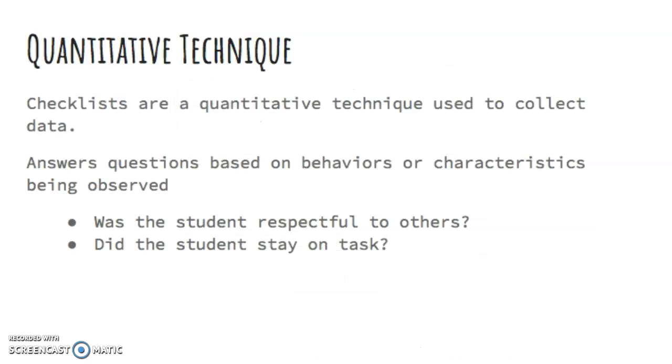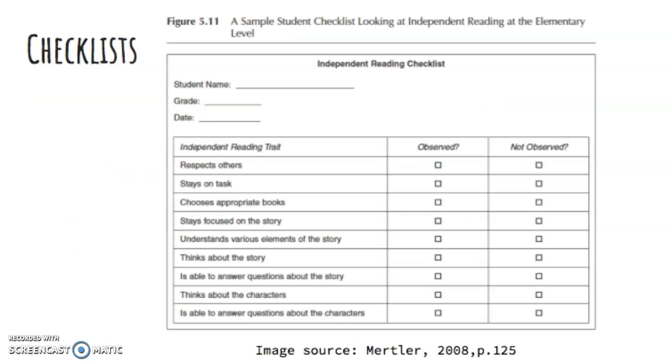Checklists are, though, a part of the quantitative technique. When used to collect data, it's done over a period of time, so you can look back and see how many times this student, for example, did they respect others? How many times did they stay on task? How many times did they choose appropriate books? So on and so forth.